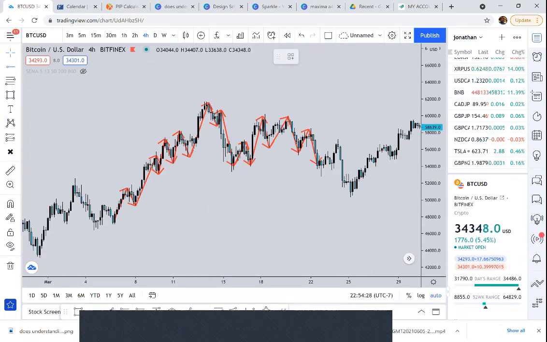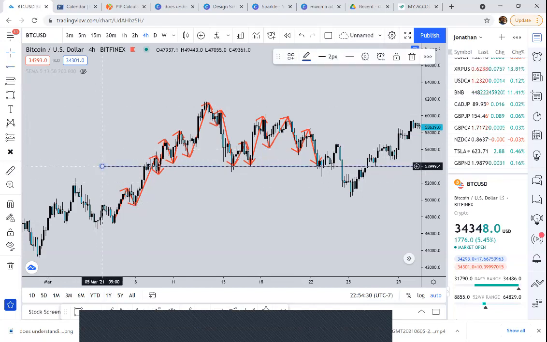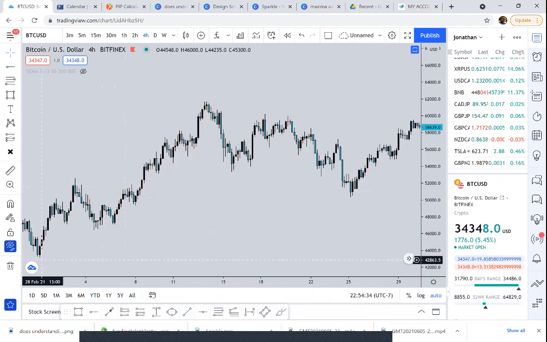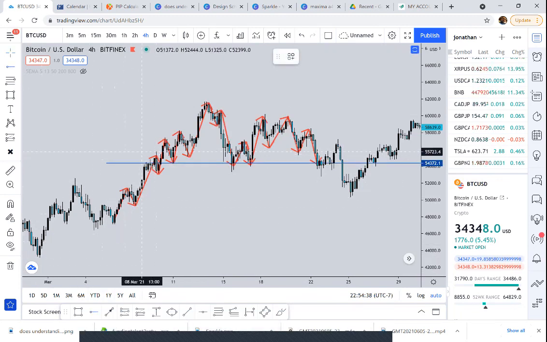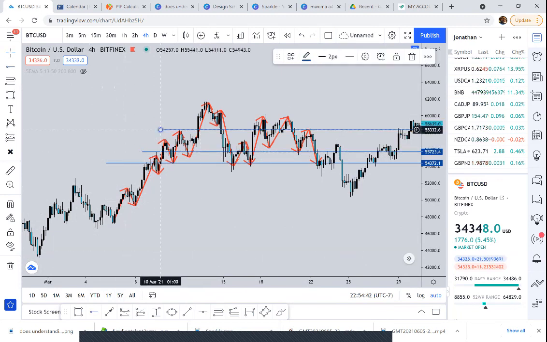So then, if we want to do support and resistance, we can do it here. One second, let's do this. Okay. Let me just mark these up real quick, family, so we can have an idea of where we're moving to.